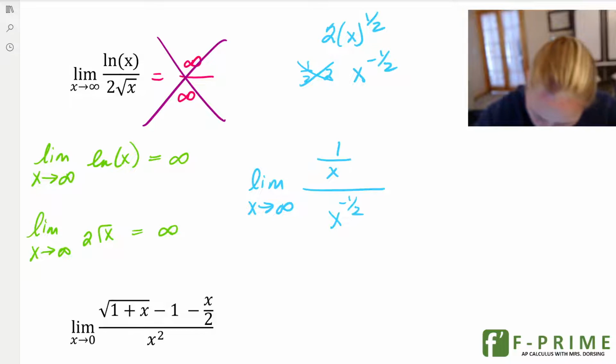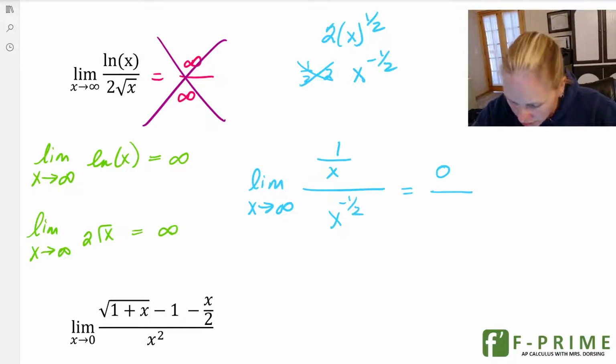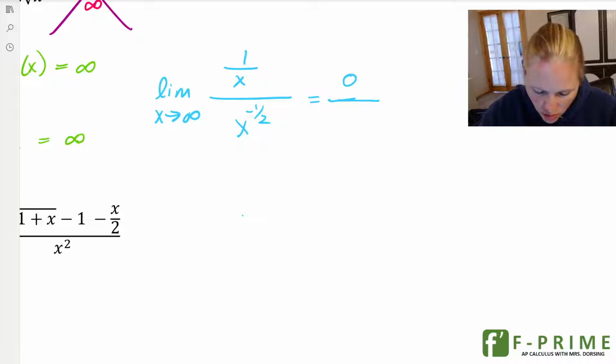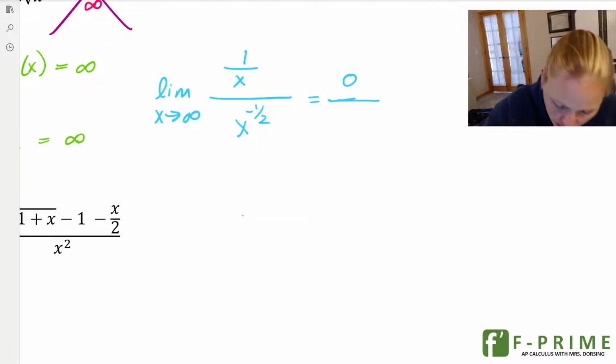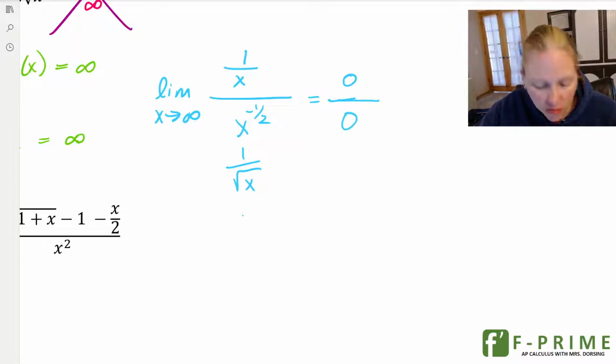So now I'm going to do my limit as x approaches infinity. Let's see. This becomes 1 over infinity. That's going to be 0. Oh, this becomes, I'm going to have a problem here again, aren't I? So when I have x to the negative 1/2, I need to remember that this is 1 over the square root of x. So what I'm going to end up having again is 0 over 0.